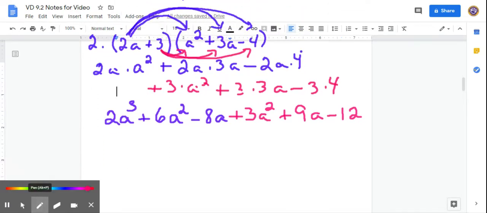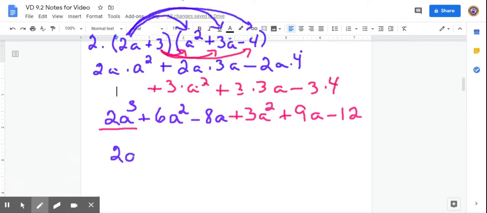So we have 2a cubed. Well, there are no other a cubes, so we're going to get 2a cubed. Now we look and we have 1a squared here and 1a squared here. When we add like terms, we get 6 and 3 is 9a squared. Remember, when we add, we keep the variable and the exponent the same.